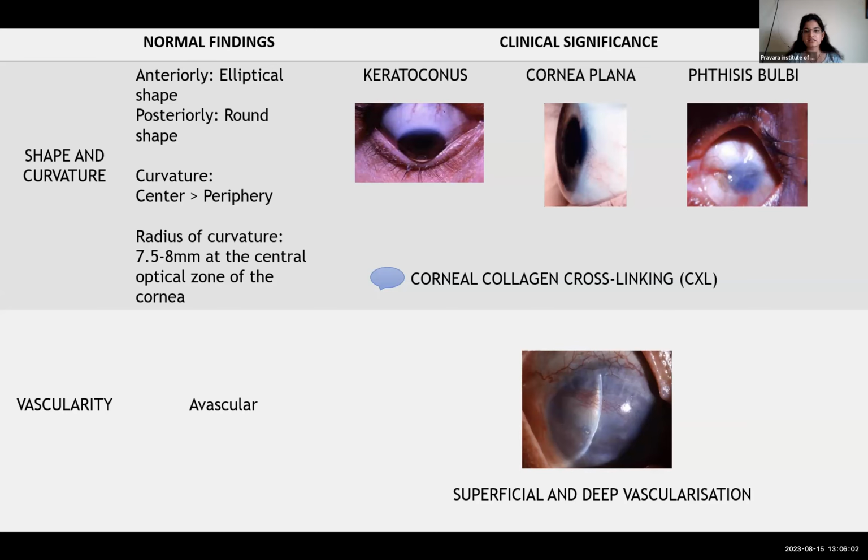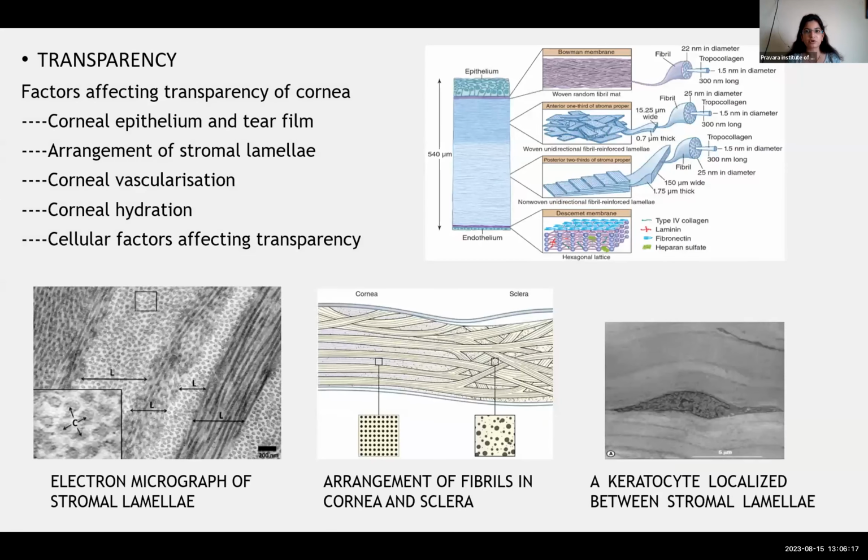Collagen cross-linking is done to prevent the progression of ectatic conditions of the cornea. Ectatic conditions basically mean the thinning of the corneal layer as the condition progresses.